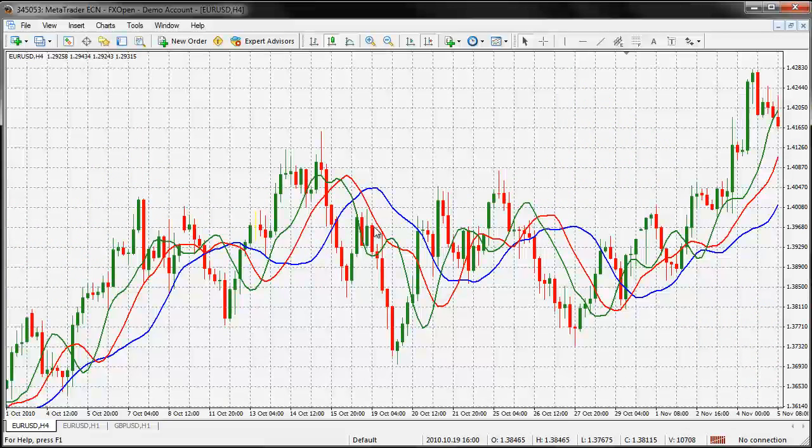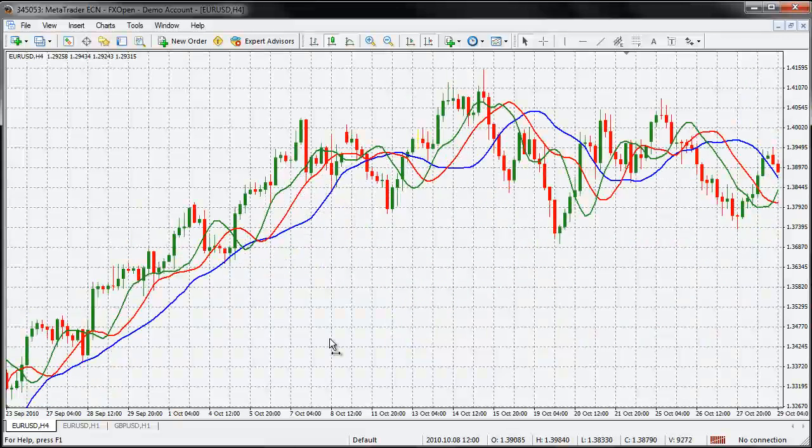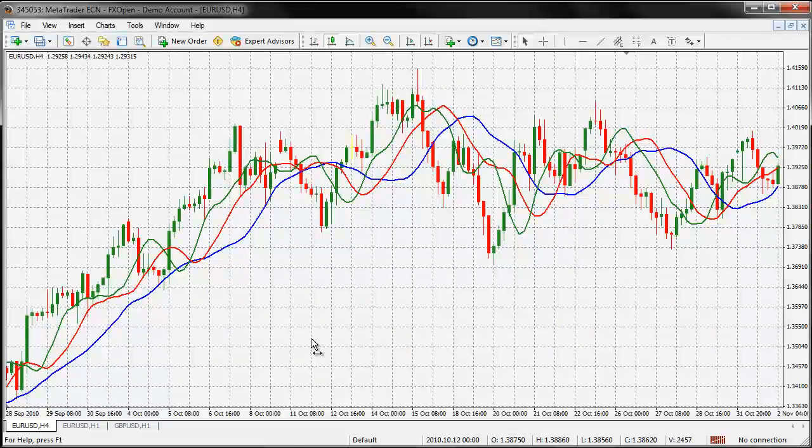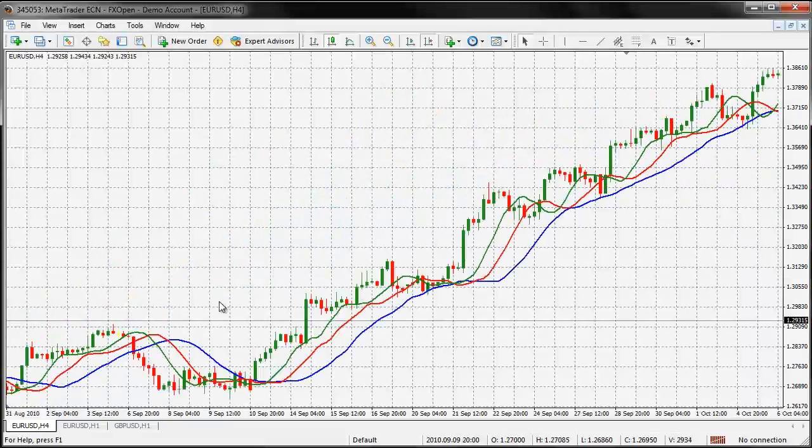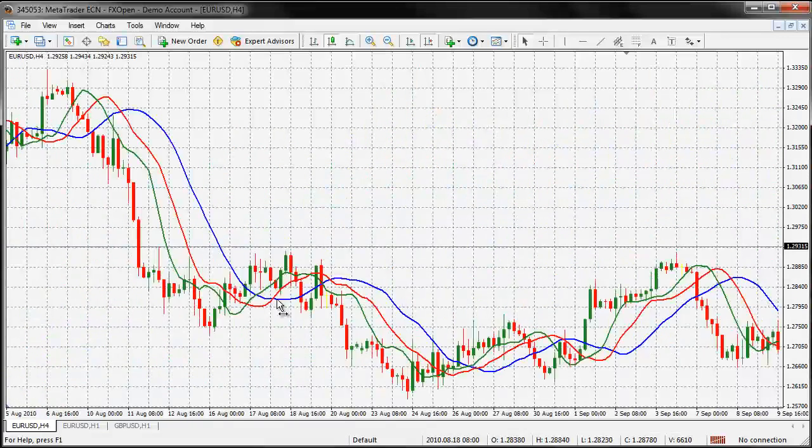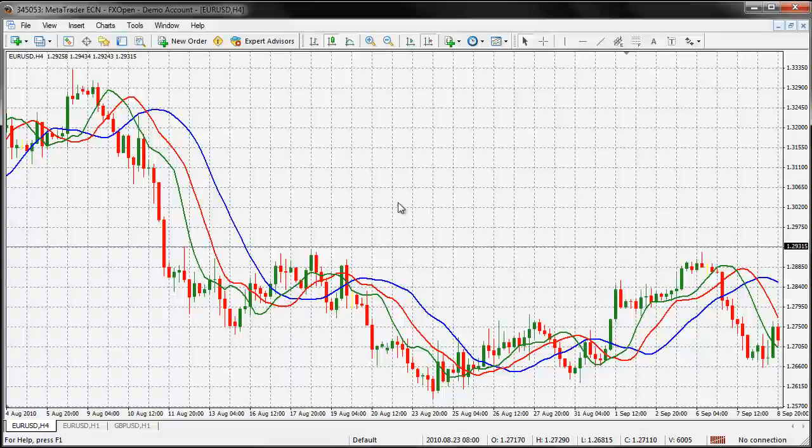You basically want the crossovers to appear right at the point where the candles touch. Alright, let's see if we can find any more areas. Okay, here's a good example.